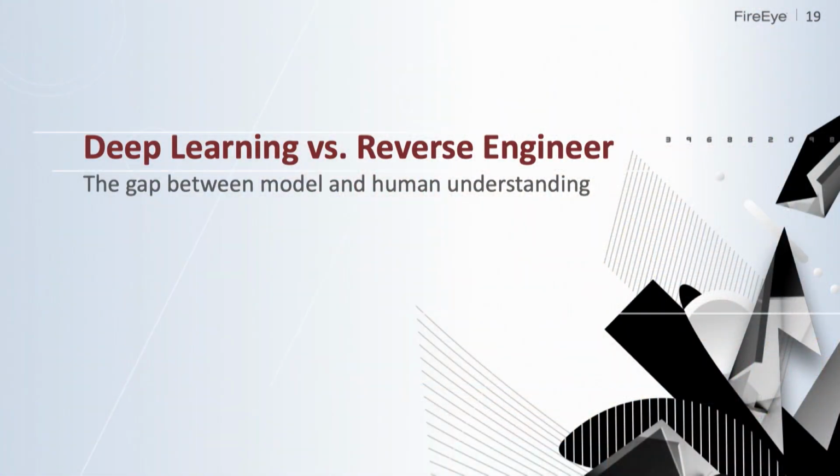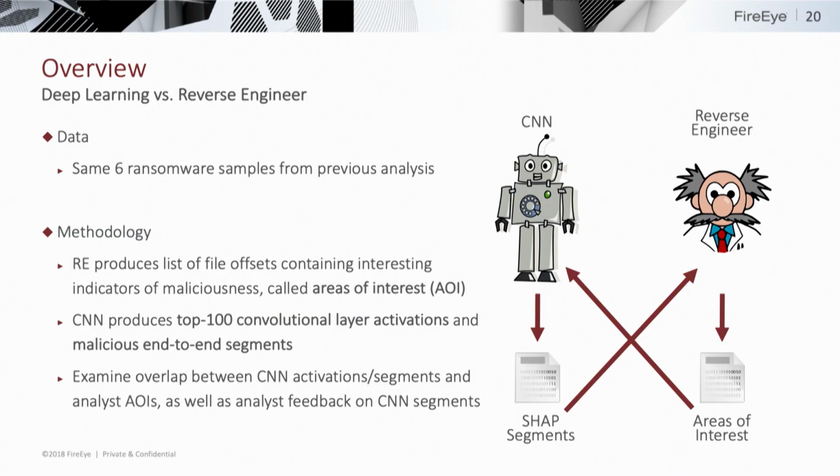All right, so to wrap up, this is the last section. One of the things I really wanted to do was compare what the model was learning and what it thought was interesting to what a reverse engineer, Chris in this case, thought was interesting. The methodology here is actually pretty simple. The data is the same. We're going to work on the same six ransomware artifacts.